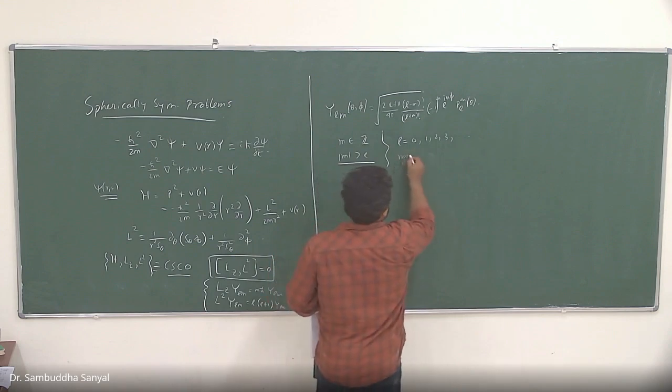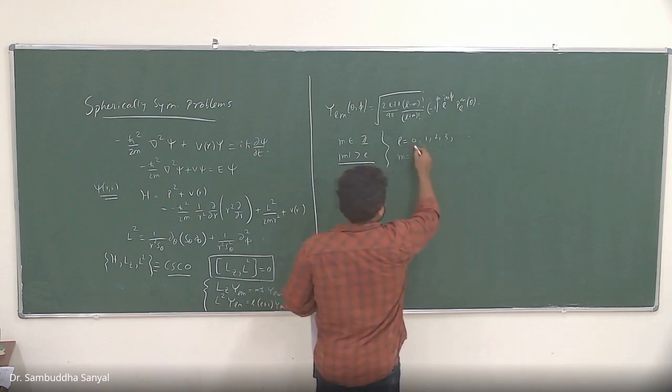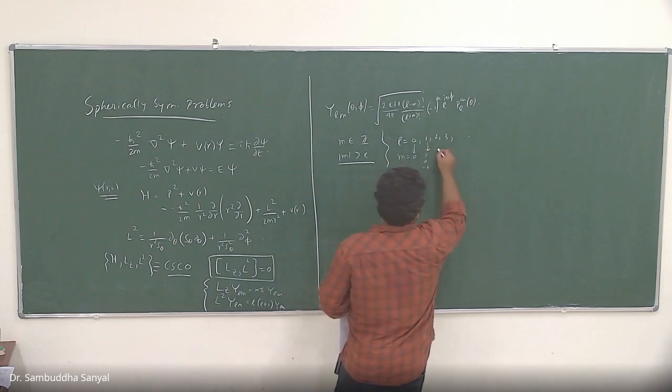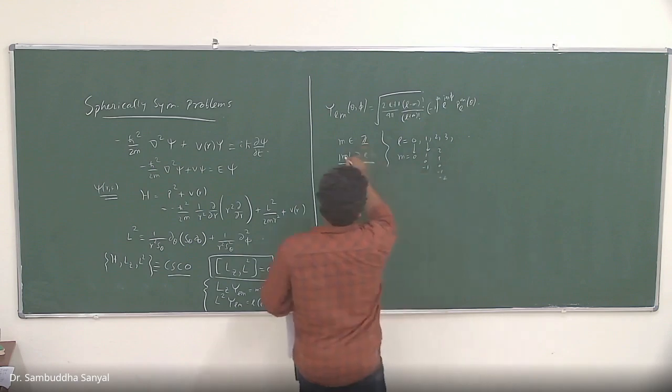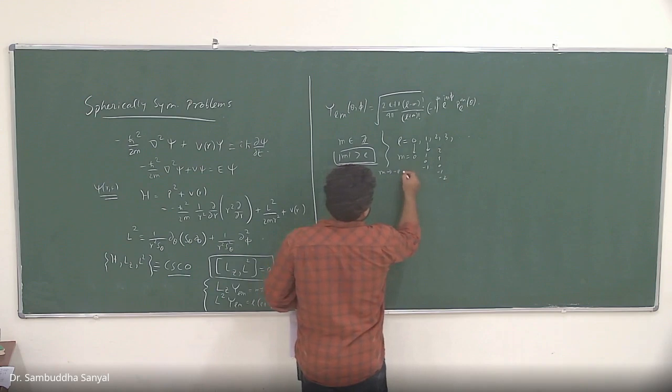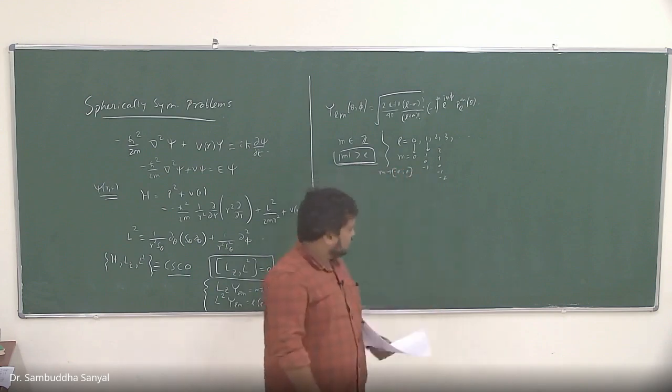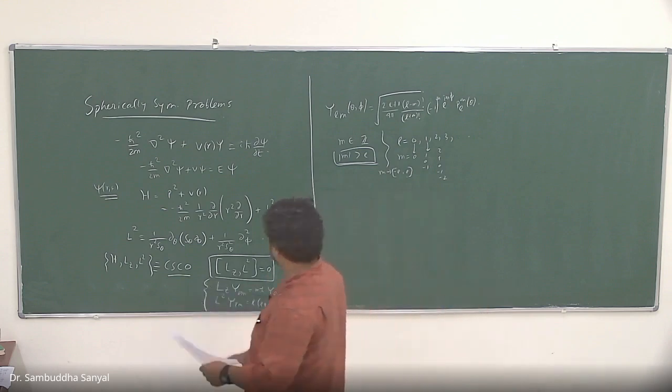So M must be whatever is allowed for each value of L. If L is 0, M is 0. If it is 1, M is 1, 0, minus 1. If it's 2, M is 2, 1, 0, minus 1, minus 2, because this condition has to be satisfied. So M will go from minus L to plus L. Okay, so this is what we have found about the structure of this solution.